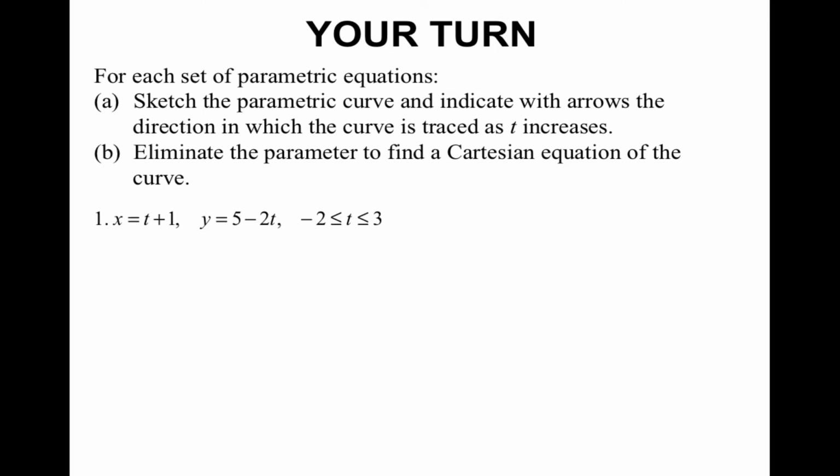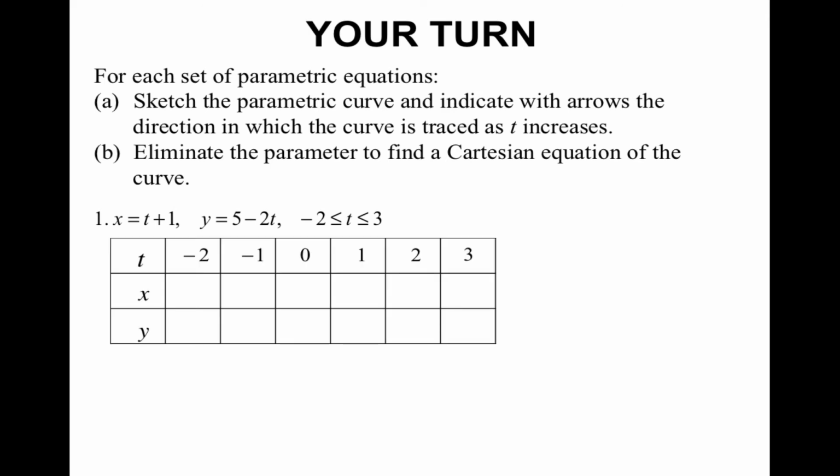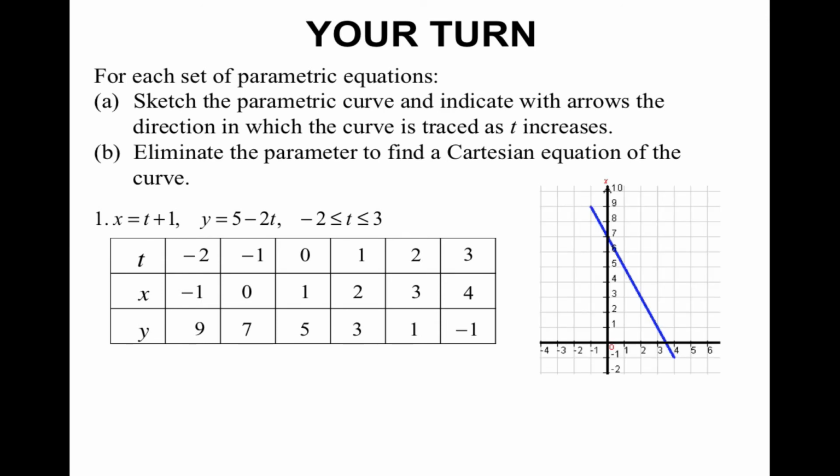All right, for the first one, we have x equals t plus 1, y equals 5 minus 2t, and t goes between -2 and 3. So I'm going to set up my table, pick values within the interval that would be easy to plug in, and plug those values in to get the points -1, 9; 0, 7; 1, 5; 2, 3; 3, 1; and 4, -1. Then go ahead and plot the curve and indicate with arrows the direction in which the particle is moving.